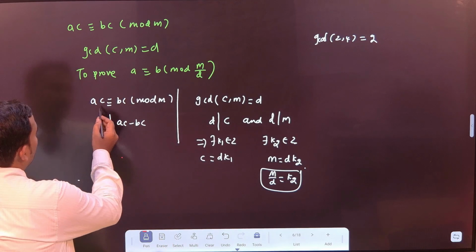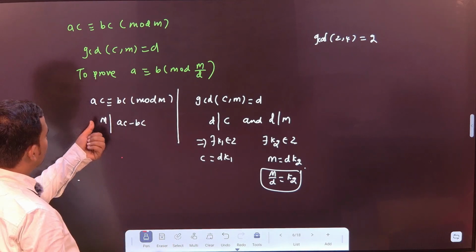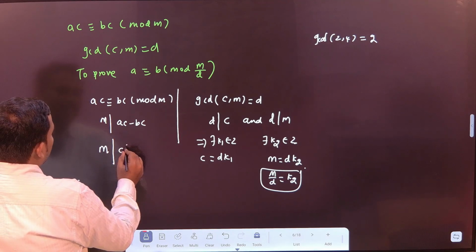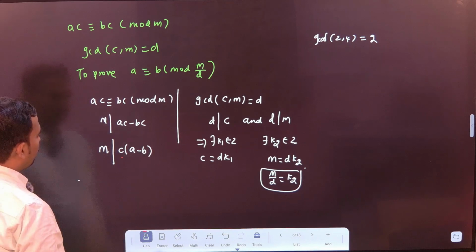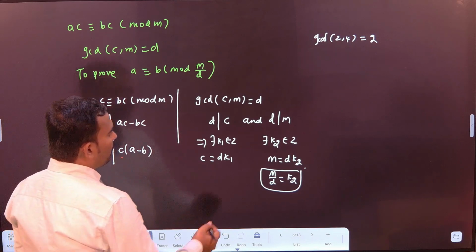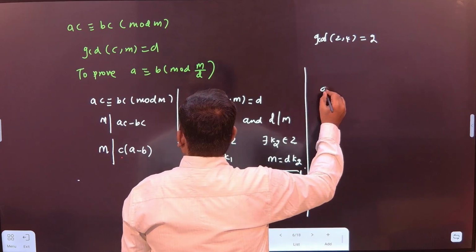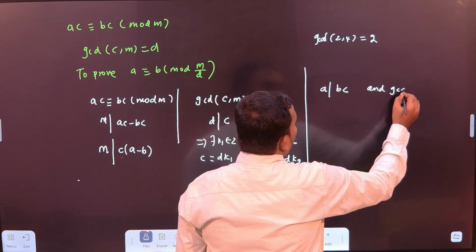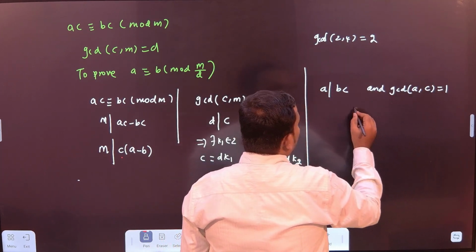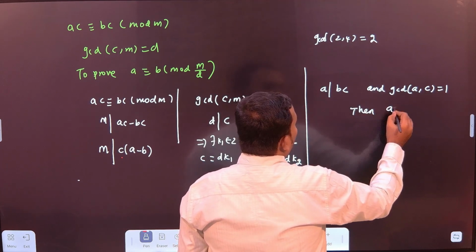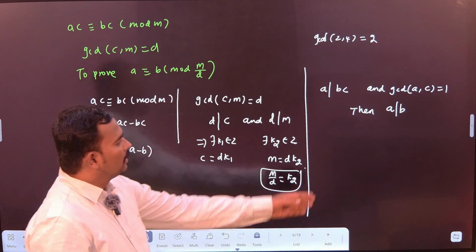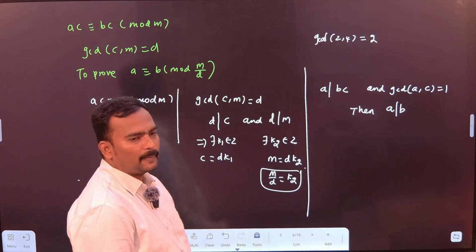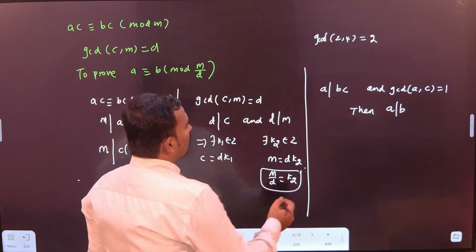A congruent to B modulo M is given to you. That means M divides AC minus BC by definition. But you know that property says if A divides BC and GCD of A and C is 1, then you can say A divides B, correct? You know this divisibility rule, you can say A should divide B, right? Let us take one example.